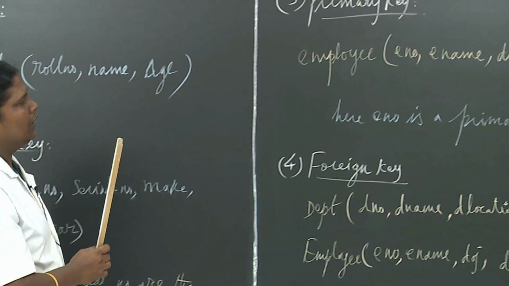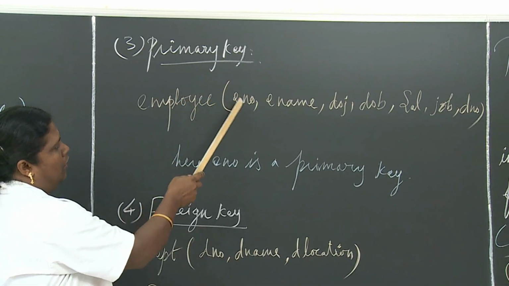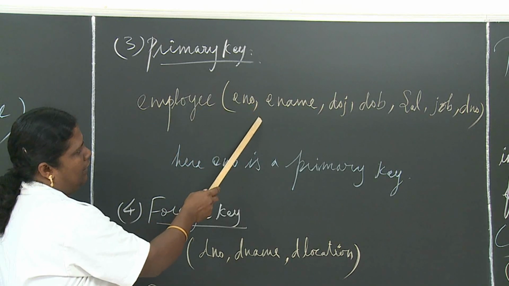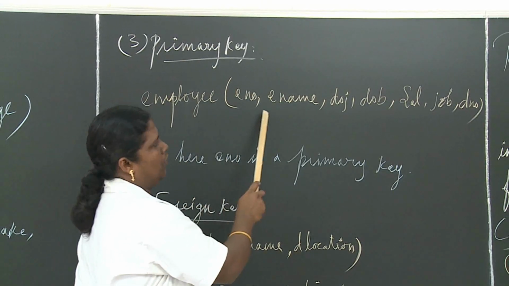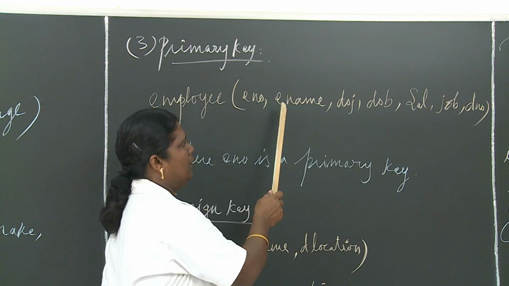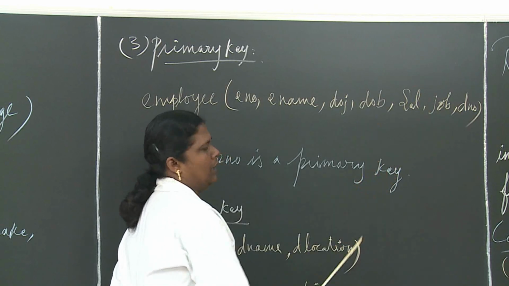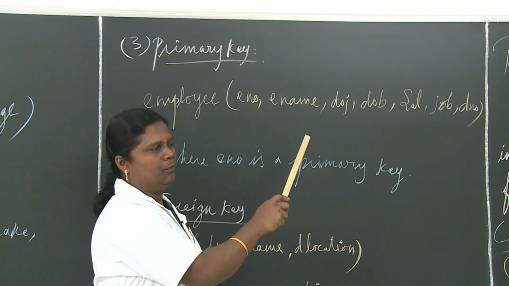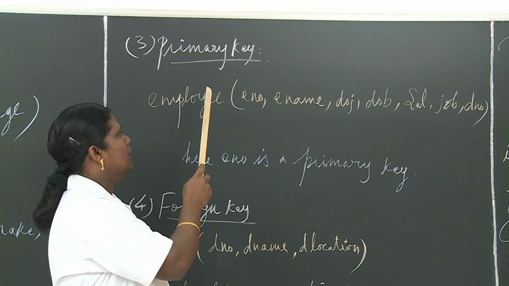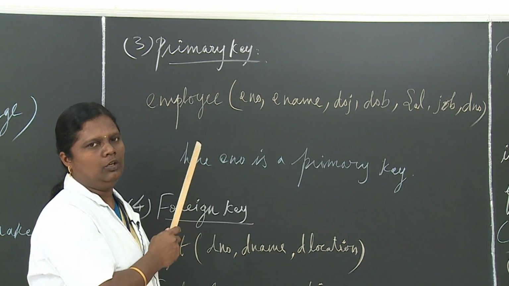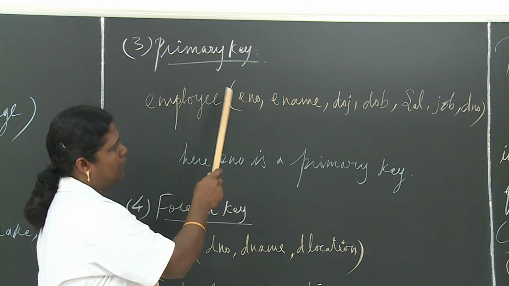The next one is primary key. A primary key is an attribute from the particular relation which uniquely identifies the data available in the database. For example, employee is the relation. It may include a number of attributes like employee number, employee name, date of joining, date of birth, salary, job, department number. So among n number of attributes, any particular column or attribute is considered as the primary key, which uniquely and individually identifies the data or records available in the database. Based on this example, employee number.